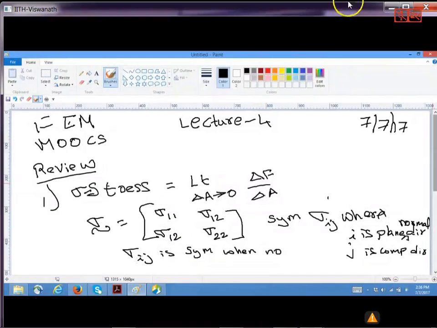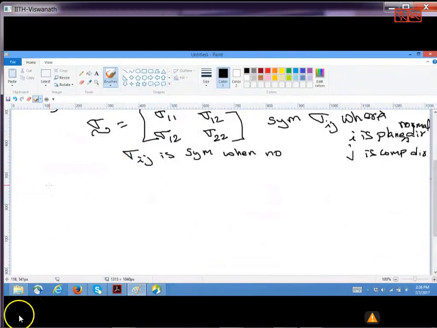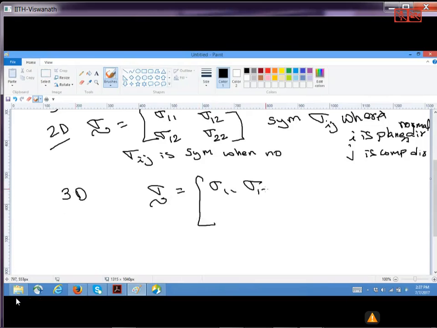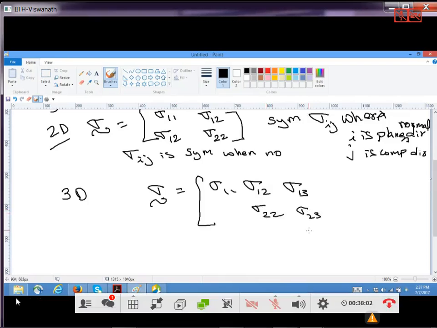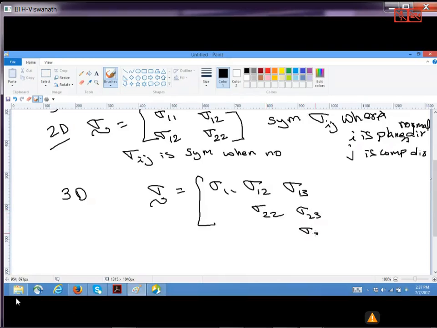So then we defined the one-dimensional stress in that manner and two-dimensional stress in this manner, 2D stress. Similarly, the 3D state of stress is defined as sigma 11, sigma 12, sigma 13, sigma 22, sigma 23, and sigma 33. The stress is symmetric because there are no body moments present in the system.